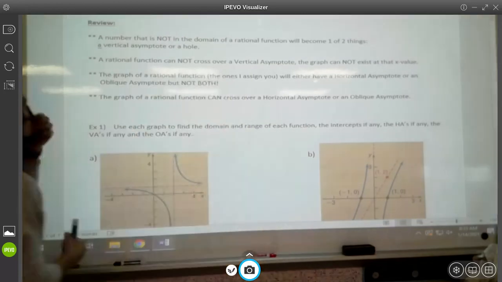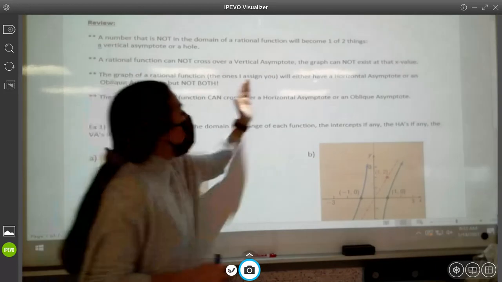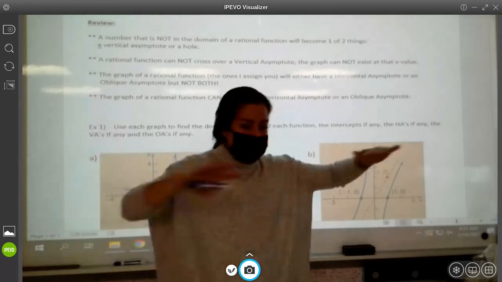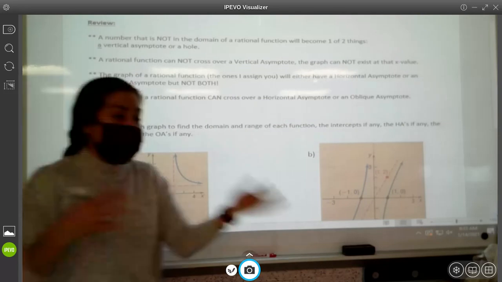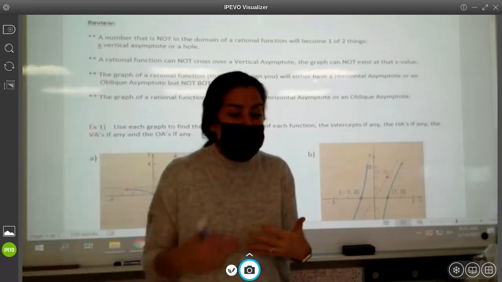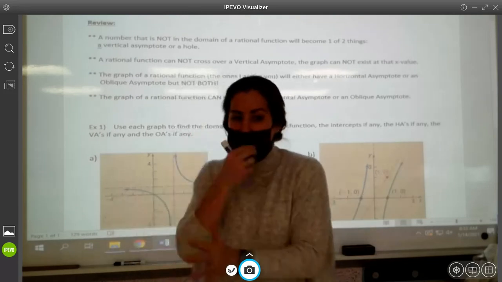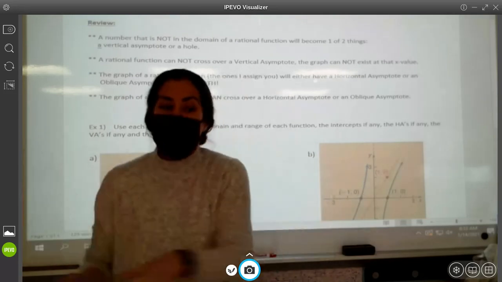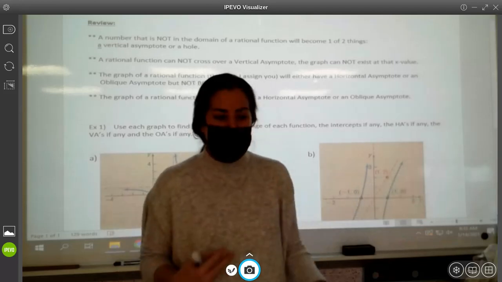The graph of a rational function, the ones I assign you at least, will either have an HA, a horizontal asymptote, or an oblique asymptote, but you can't have both, because they follow a rule. So either you'll have an HA but no oblique, no slant, or you'll have an oblique or a slant but not a horizontal. You'll have one or the other depending on the rules of the degrees.